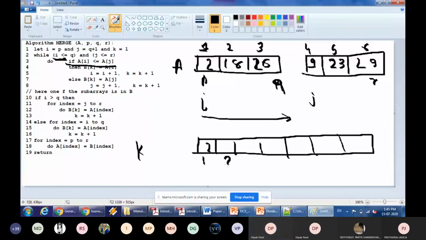Again the loop rotates, while loop. Okay, I is now incremented, I is here. Now A of I, that is 18, and 9 will be compared. So 9 is less, so the else part will come: B of K is equal to A of J, placing the element from J. So 9 comes here, and J is incremented. Now J is pointing to this. K is also incremented, now K is 3. Again 18 and 23, now 18 is less, so 18 goes here, K is incremented and I is incremented. Okay, J 23 and 26, so 23 comes here, and 26, K incremented, then 29. Did you get it? So this block is merging the two halves.